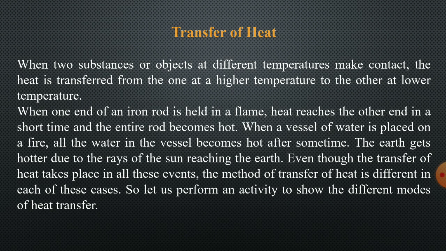When one end of an iron rod is held in the flame, then heat reaches the other end in a very short time, and after that the whole rod becomes hot. Or we can say when a vessel of water is placed on fire, then all the water in the vessel becomes hot after some time. Or the sun rays also reach the earth's surface, and the earth's surface becomes hot. This is also transfer of heat. So all these processes involve a transfer of heat, and this transfer of heat takes place by three methods.